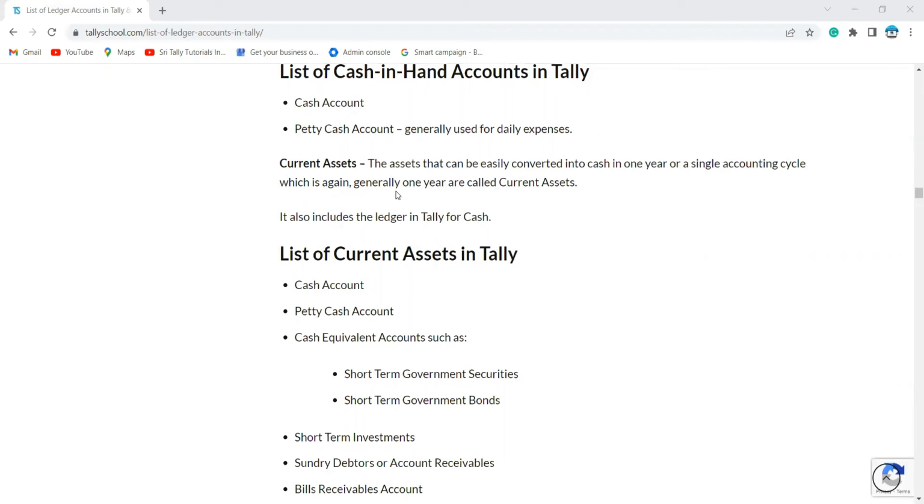The assets that can be easily converted into cash within 1 year, or a single accounting cycle, which is again generally 1 year, are called current assets. So it also includes the ledger in Tally for cash.